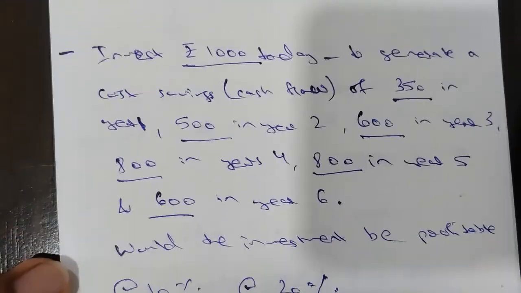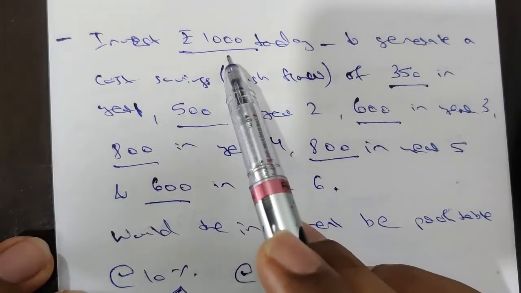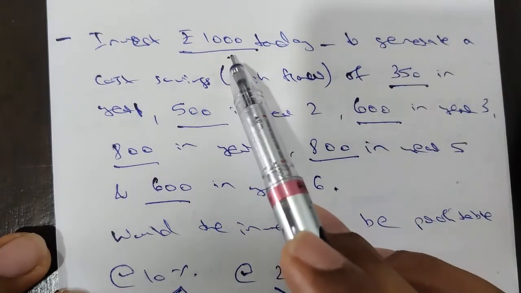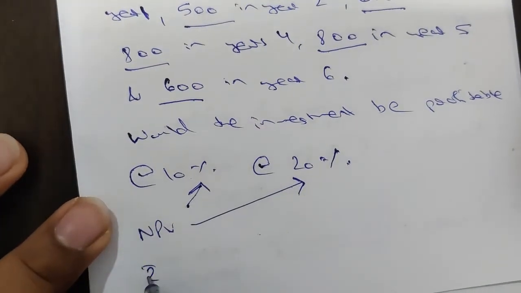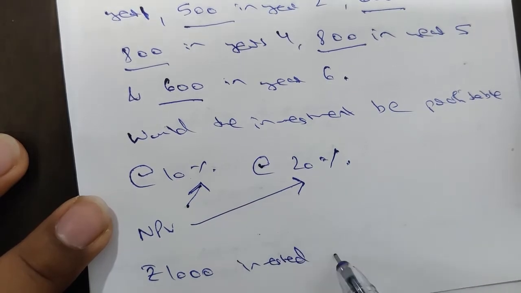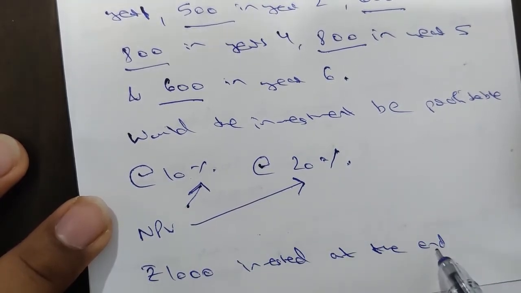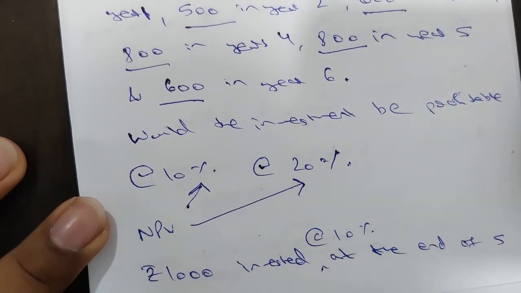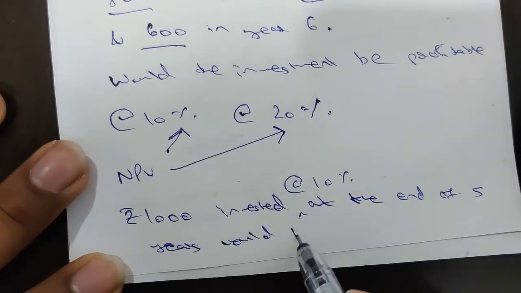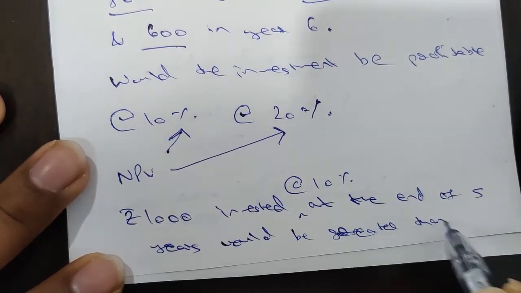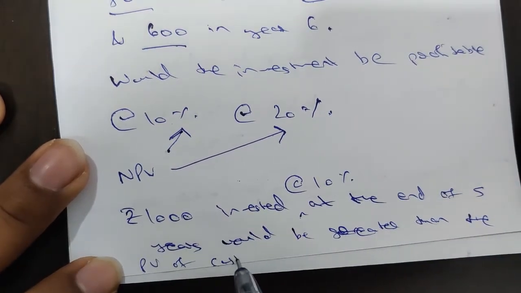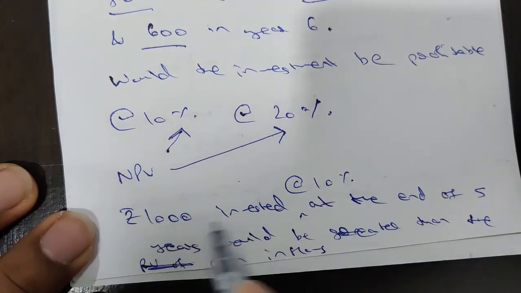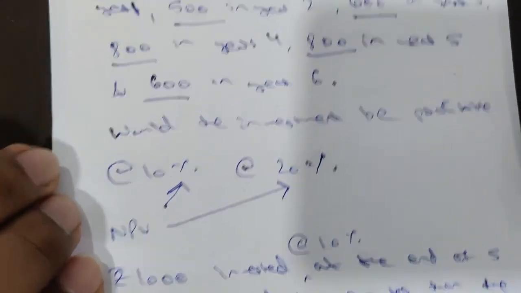So what were we assuming in this? At the rate of 10%, we want to say that we can invest 1000 for 5 years at the rate of 10%, and we are evaluating whether this rupees 1000 invested at the rate of 10% at the end of 5 years would be greater than the present value of cash inflows, because here this would be a future value. So we are trying to evaluate this in simple terms.